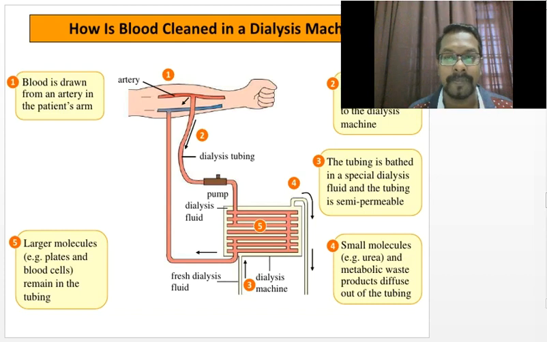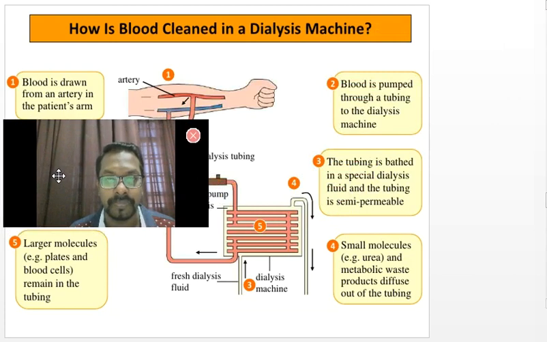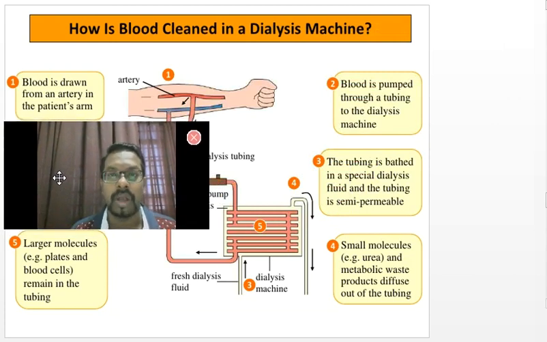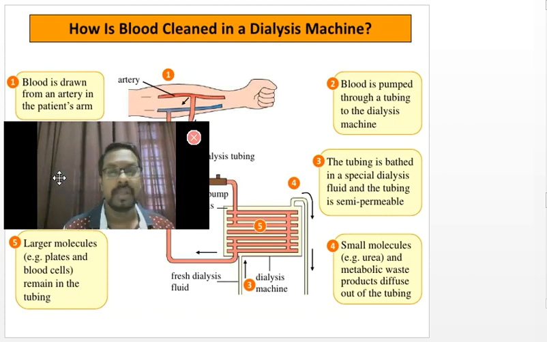Next slide. I'm going to put this here for a while so that you can see. How is blood cleaned in a dialysis machine? Nowadays we see a lot of dialysis centers. All these dialysis patients take turns, go there, sit down and spend some hours. What are they actually doing? Blood is drawn from an artery in the patient's arm. Then blood is pumped through a tubing to the dialysis machine. The tubing is bathed in a special dialysis fluid, and the tubing is semi-permeable so that the exchange takes place.